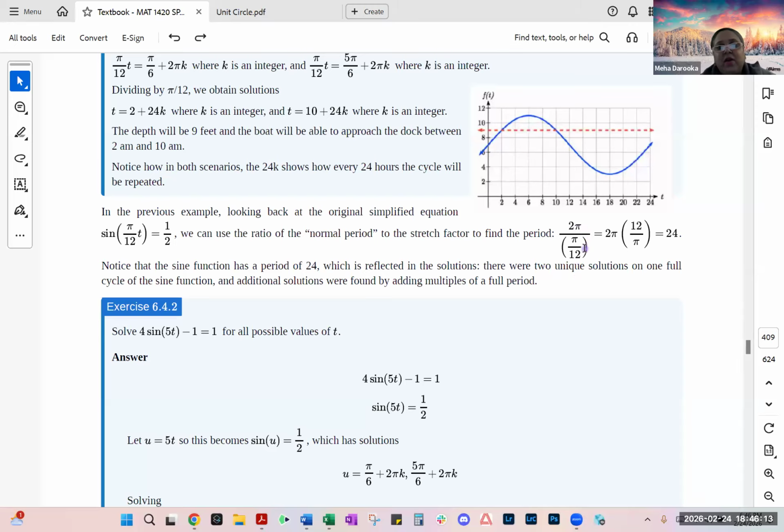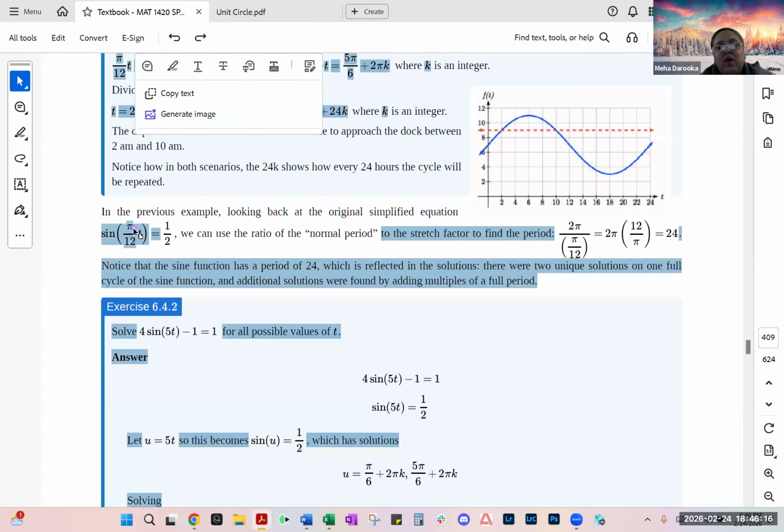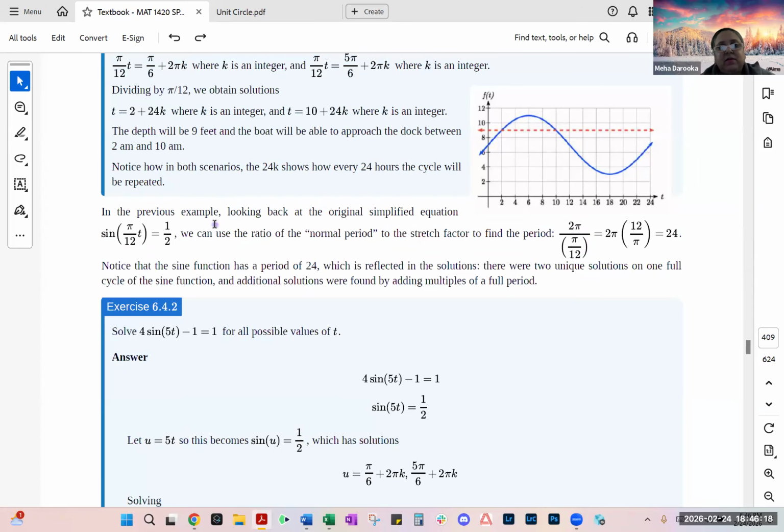So you've got 2 pi over this b value of pi over 12. So again, you are changing that from division to multiplication. So if you have 2 pi divided by pi over 12, change that to multiplication, flip your fraction, and you get 12 over pi in multiplication. So that's where this guy is coming from. Of course, your pi and pi will cancel out, and 2 times 12 is giving you 24.